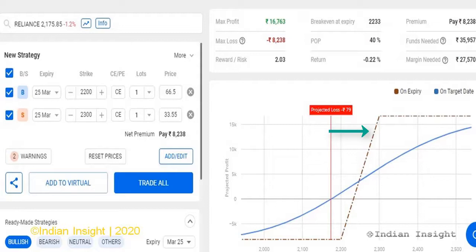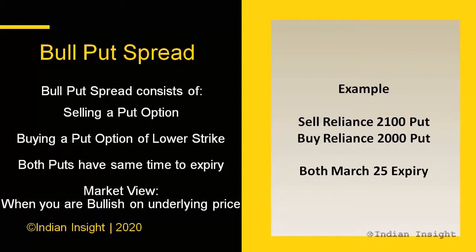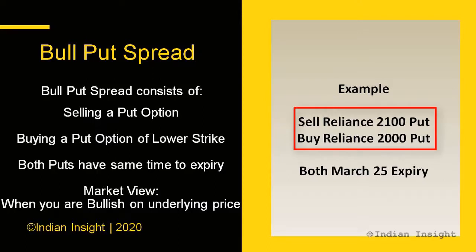Next, let's look at another type of spread that can be used if you are bullish. This is known as the bull put spread. A bull put spread consists of selling a put option and buying a put option of lower strike. Both these options have the same time to expiry. On the right here, we have constructed a bull put spread by selling the 2100 strike put and buying the 2000 strike put. Both options will expire on the same day, that is March 25th. When you sell a put option and simultaneously buy a put option of lower strike, you execute what is known as a bull put strategy.